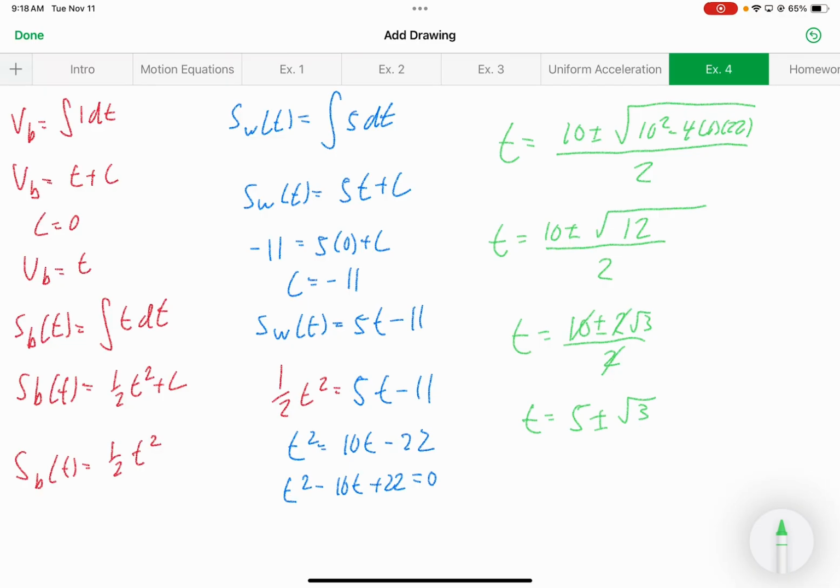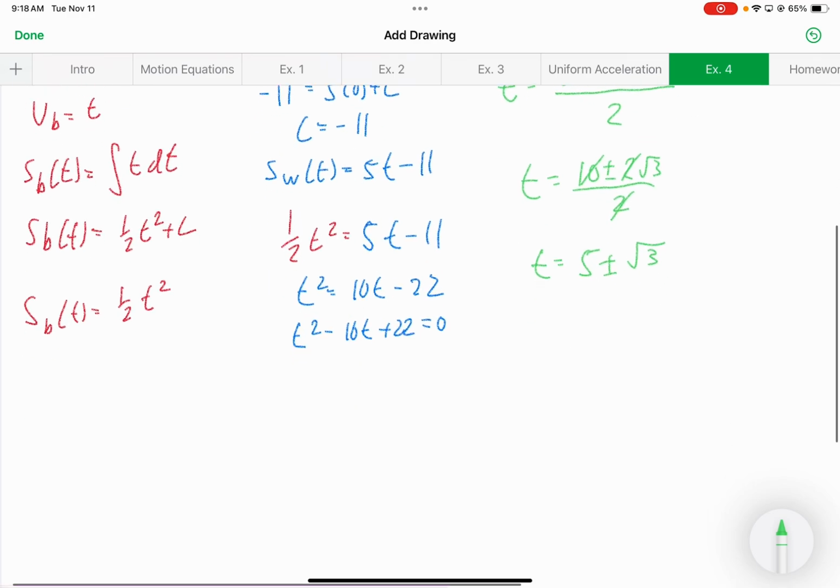Let's talk about that. Are they both legit? What do they represent? Why is there 2? The x-intercepts. What is the square root of 3? 1.73? I think it's like 1.73. Wait, why is it? So then there's 2 positive times, right?